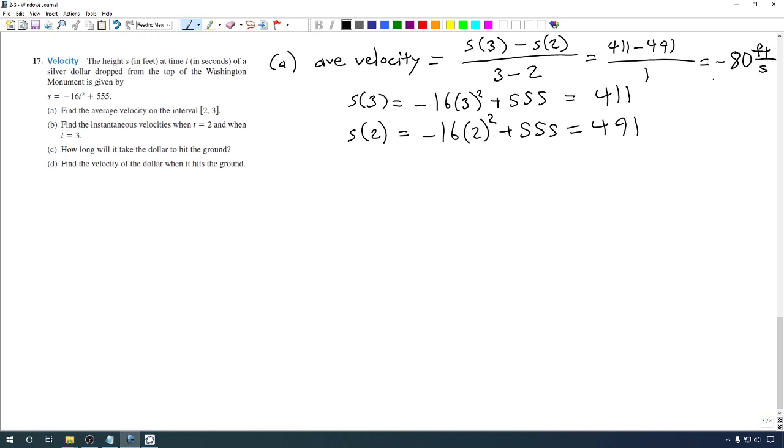And note here that we do have a negative because the actual height is decreasing. The silver dollar is dropping. It's closer to the ground at the end than it was at the beginning. So basically over the course of that 1 second, it moved 80 feet.